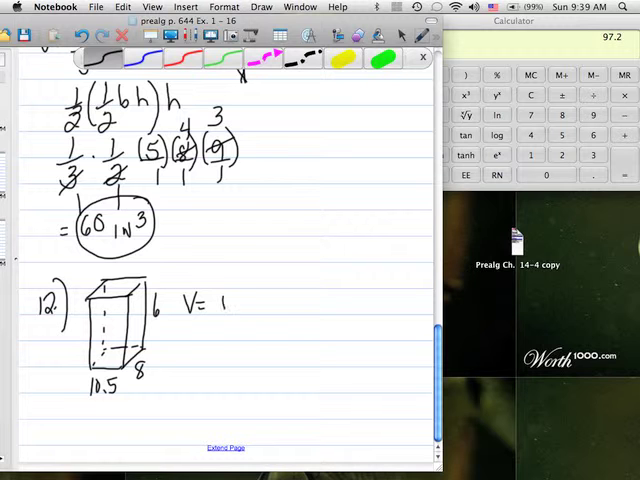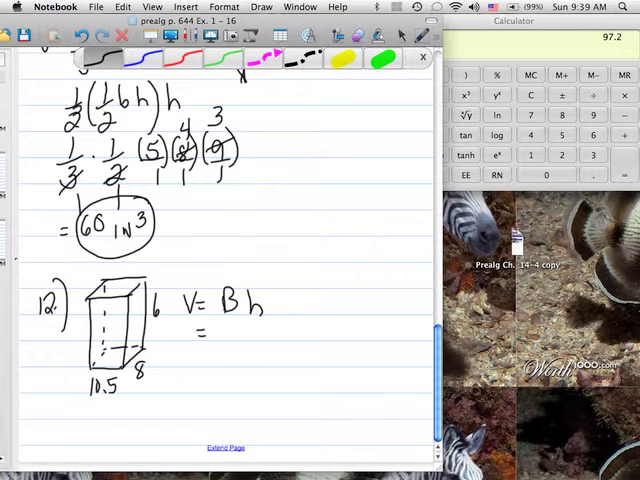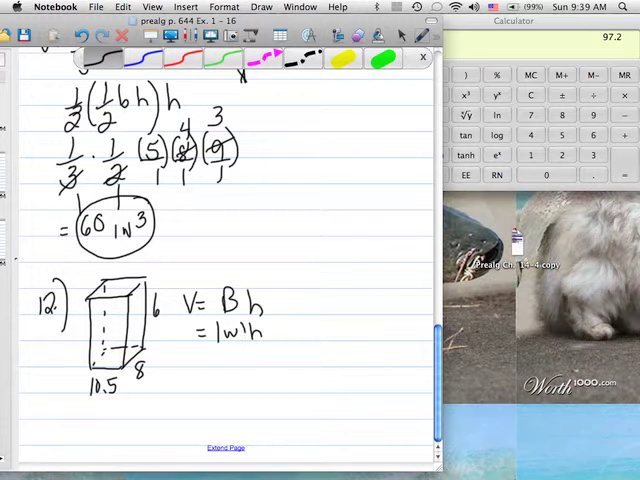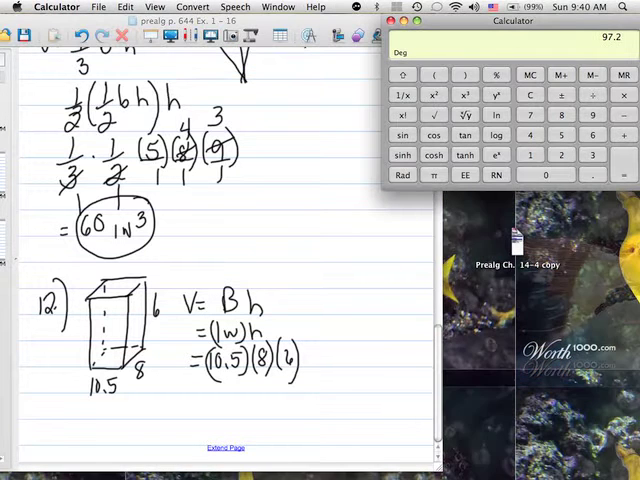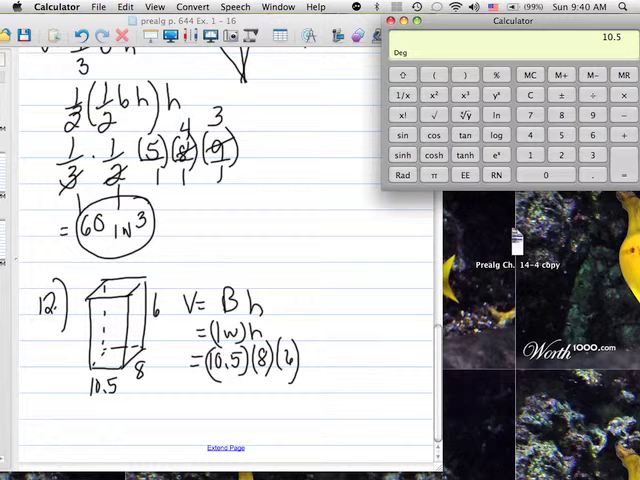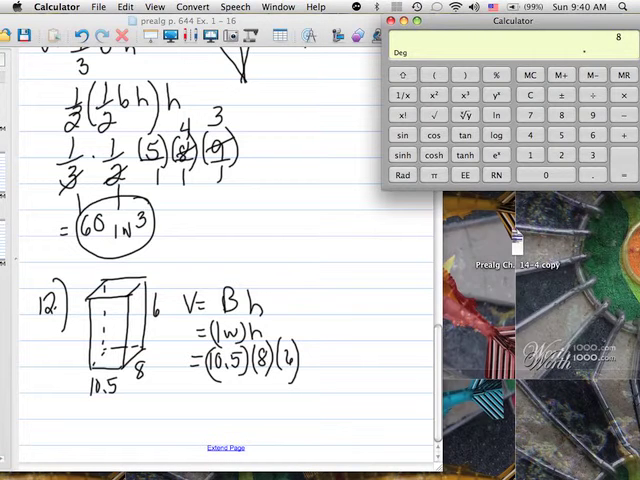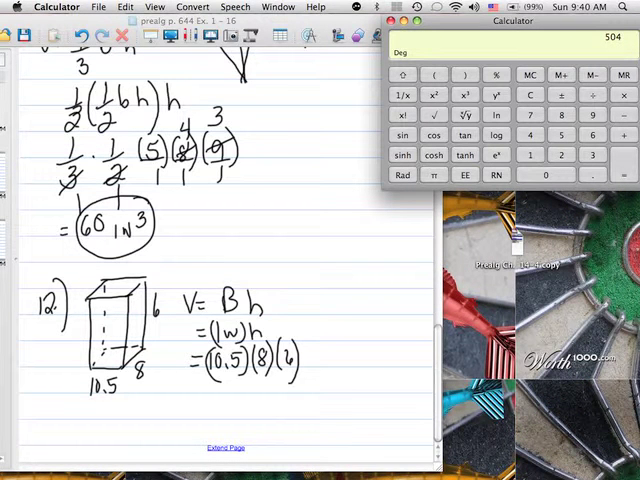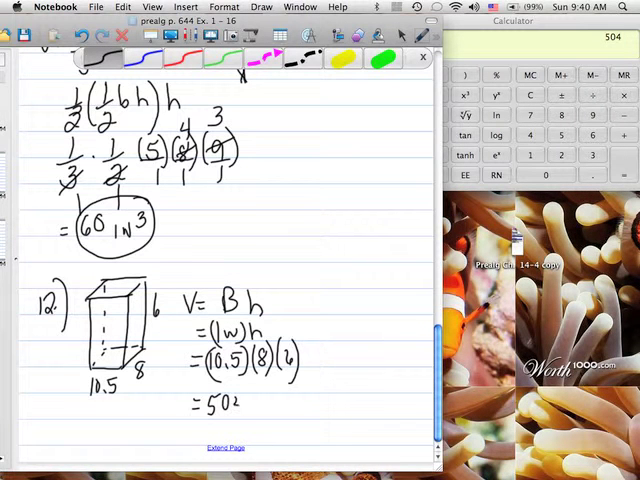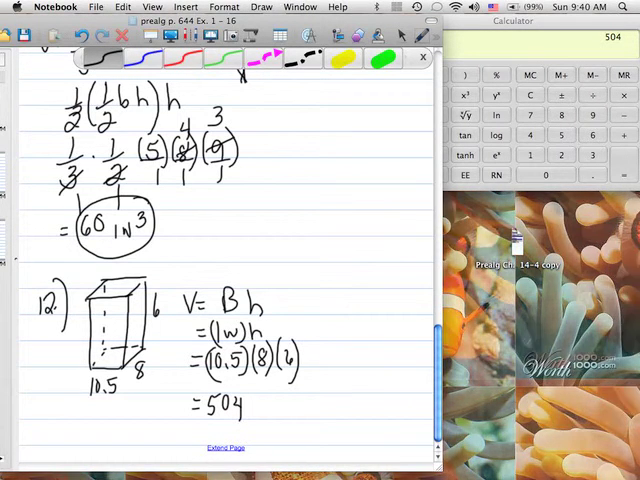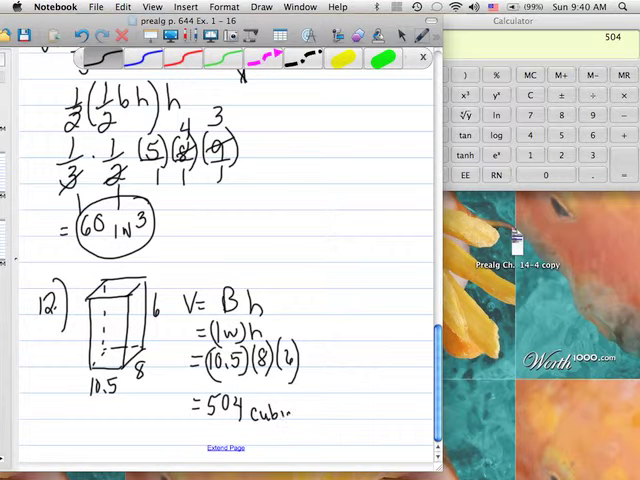So volume equals the area of the base figure times the height. The base figure is a rectangle, so we'll replace B with length times width times height. The length is 10.5. The width is 8 and the height is 6. So using our calculator, 10.5 times 8 times 6 gives us a total of 504. So our volume is 504. And they just said units, so we just say cubic units.